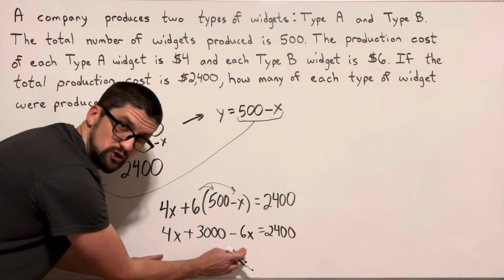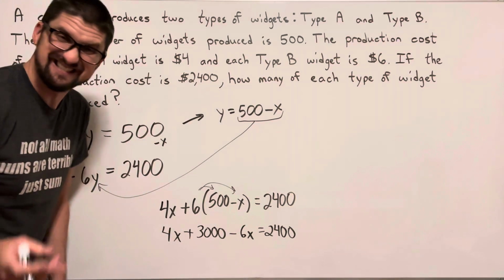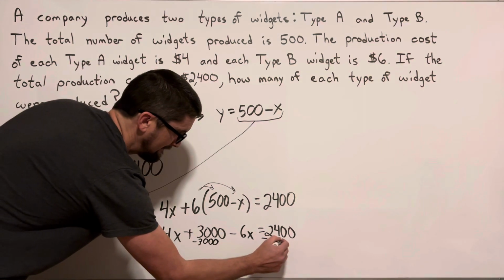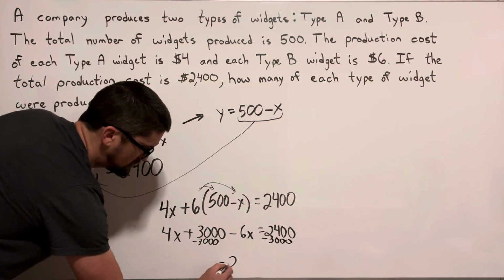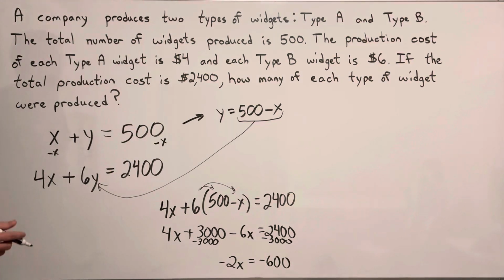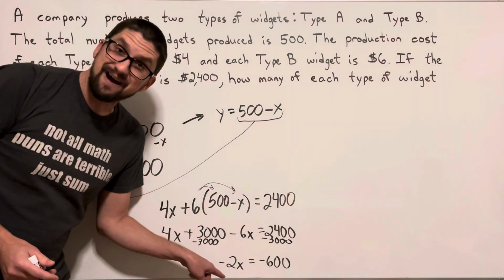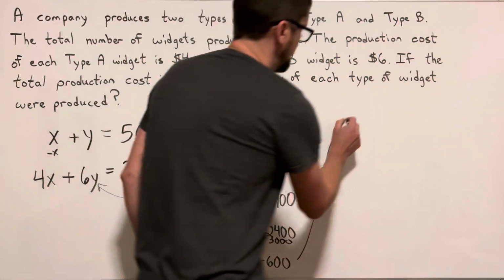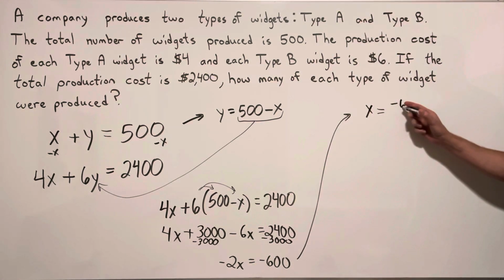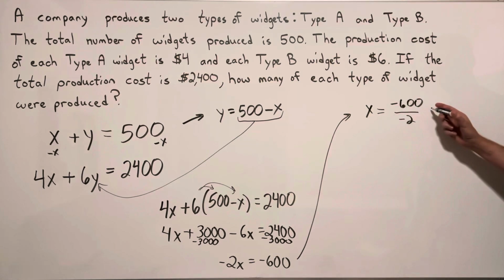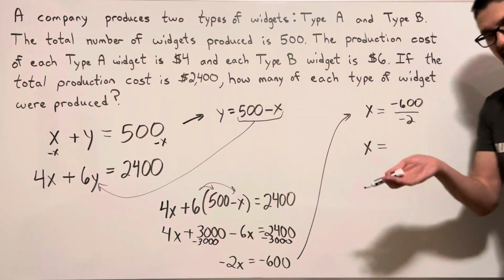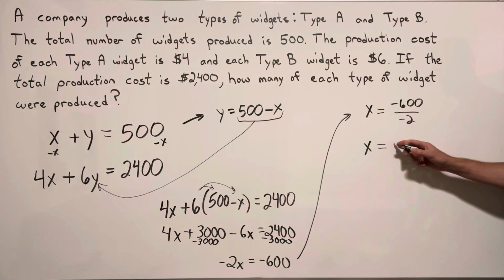I can combine the X terms here, they're like terms. 4X minus 6X is negative 2X, and subtract 3,000 on both sides. You'll get negative 2X equals negative 600. Now I can solve for X by dividing both sides by negative 2. Dividing by negative 2, I end up with an X value of, negative divided by a negative number is positive, 300.